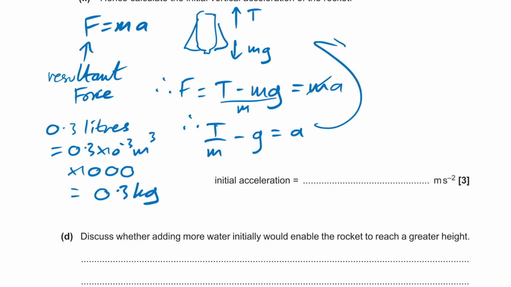So therefore, the acceleration is going to be equal to the thrust. That was our 15, let's go with 15.2, divided by not 0.3 but 0.35, because we're adding on the bottle and the fins, and take away 9.8. And that gives us 33.6, or let's go to 2 sig figs, 34 meters per second squared. Not a super easy question, that one there.